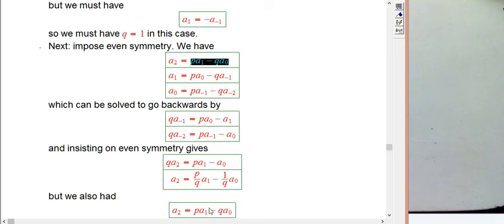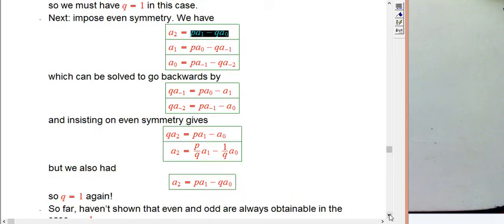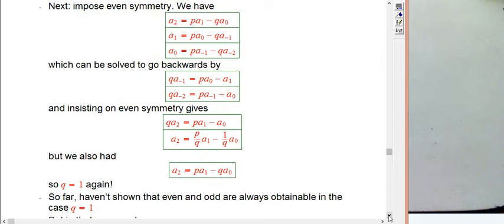And equating those tells us that Q has got to be 1. Because 1 over Q's got to match Q, P over Q's got to match P, so the only solution for that is Q equals 1. So that tells us in both cases, to get either even or odd symmetry out of one of these sequences, we've got to have Q equals 1, the special case.